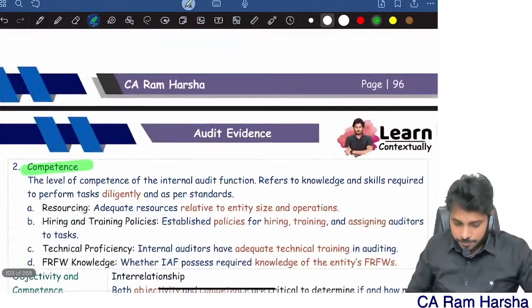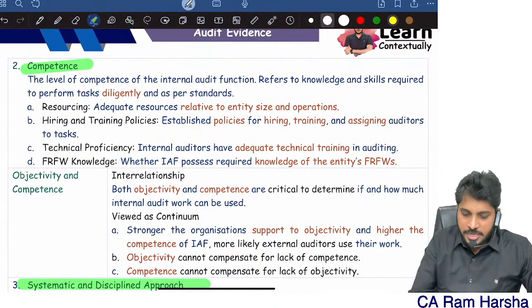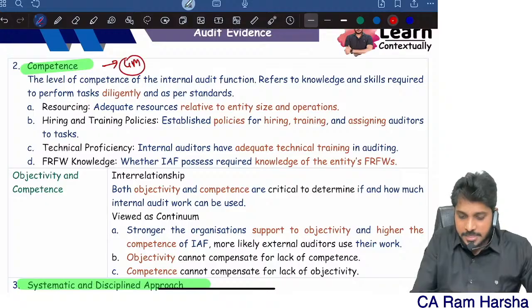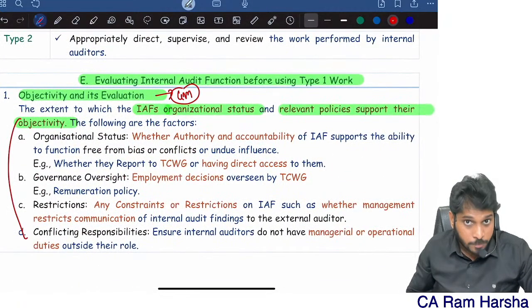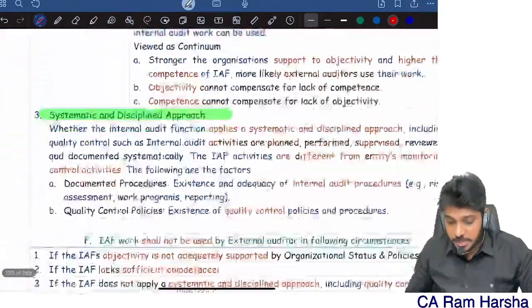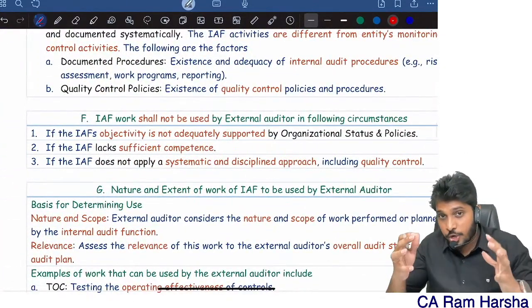Now, when you are checking competence, directly in the exam, competence itself can be asked as a 4 marks question, or objectivity and its evaluation, this itself can be asked as a 4 marks question. Be careful, anyway this can be asked. So I'm just telling you how a question can come.